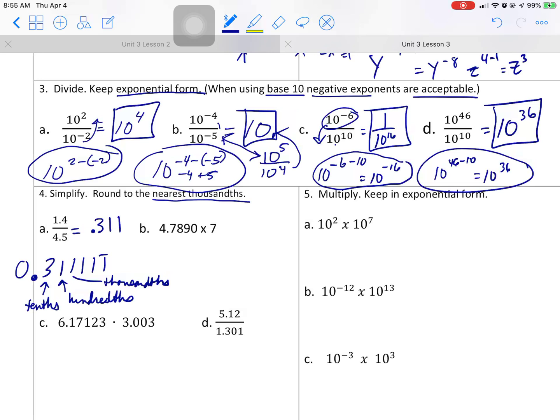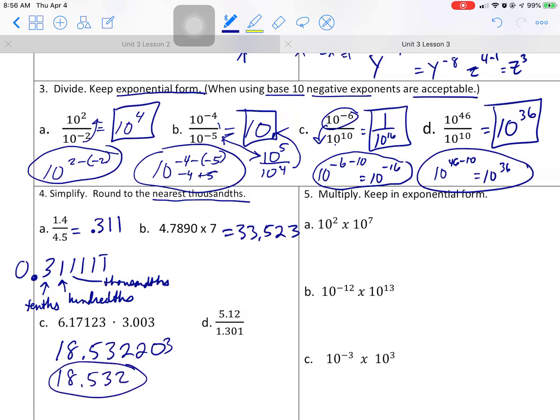Okay. All right. What is in your calculator? What is 4.789 times 7? 33.523. It stops itself at the thousandth place. All right. How about 6.17123 times 3.003? 18.532 and a bunch of other numbers, but they're small. Okay, so to the thousandth place is there.